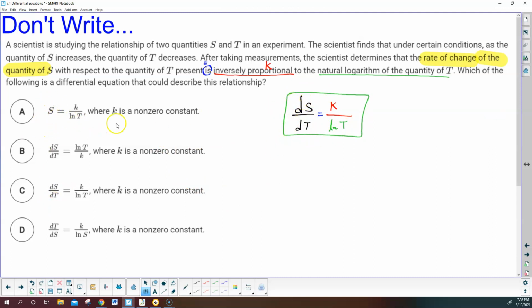And does that match? Which one does that match? So let's see if we have that perfect setup right here. Try this one.